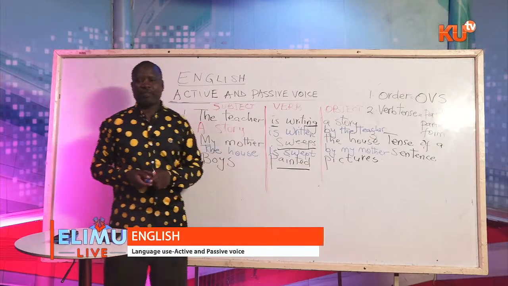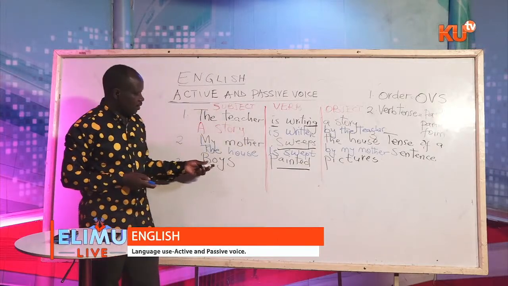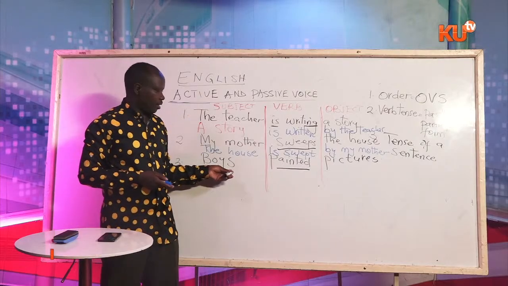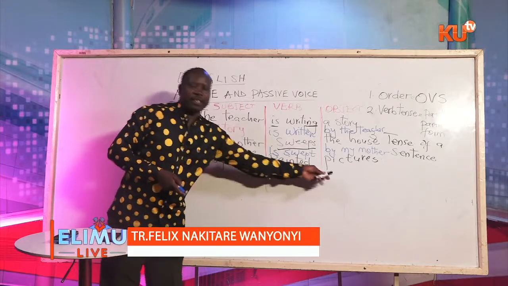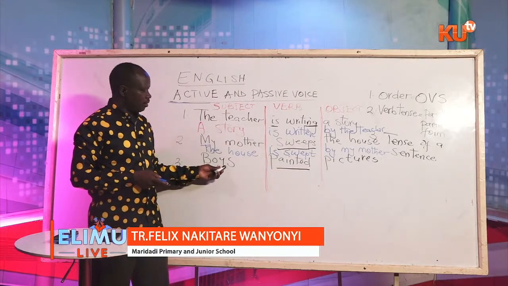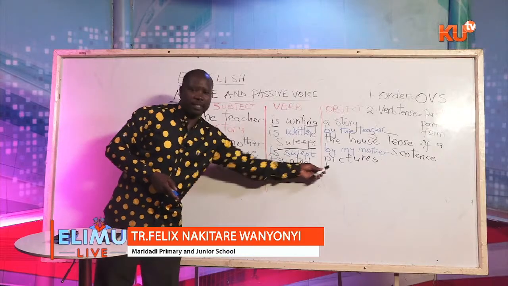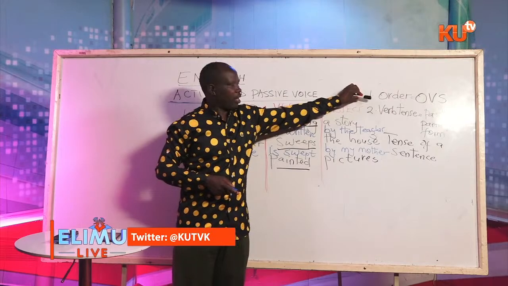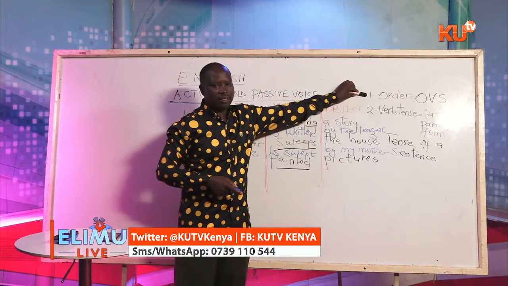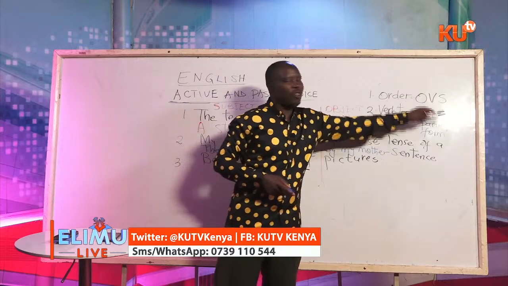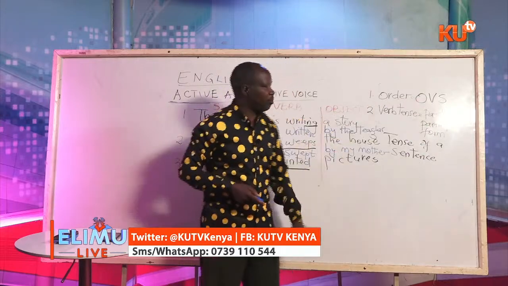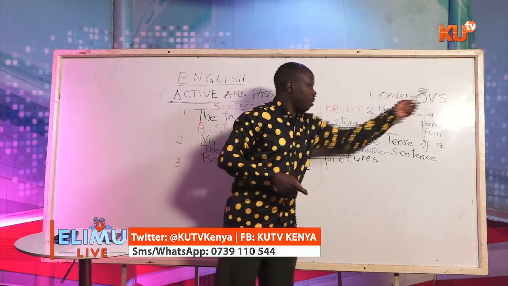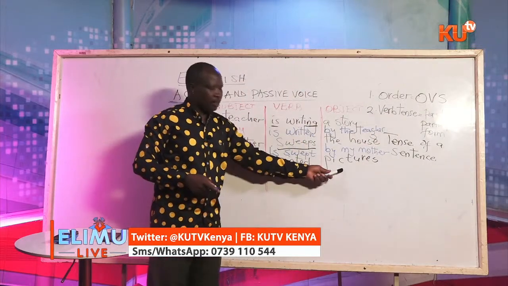Let's go to sentence number 3, where we have boys painted pictures. We come to rule number 1. We look at the order. And the order is OVS. I usually say it is obvious because it is very simple. OVS or obvious. Object, verb, subject. So we come to our object, pictures.